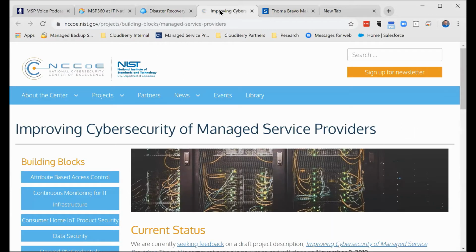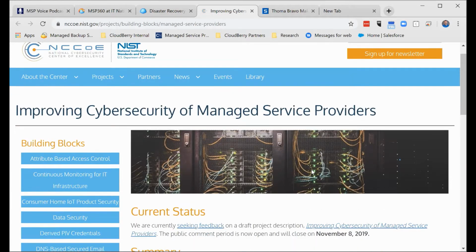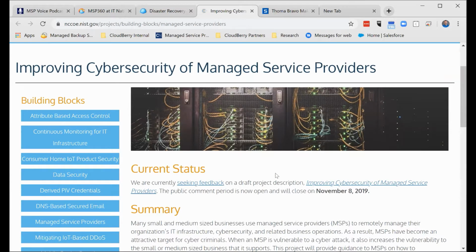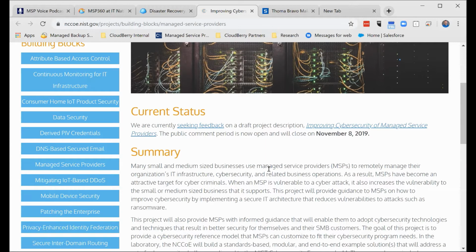Next up, something interesting is improving cybersecurity of managed service providers. NIST, as well as the NCCoE, is seeking comments on how to put together a project for improving cybersecurity of managed service providers. The public comment period is now open. It closes on November 8th. So click this link, and you can go in and provide feedback on what you think MSPs need to do in terms of cybersecurity. Once that's done, they'll compile everything and put out some recommendations. I'll keep an eye on this and let everyone know once that's done. But if you have feedback, definitely get in there and give it to them.